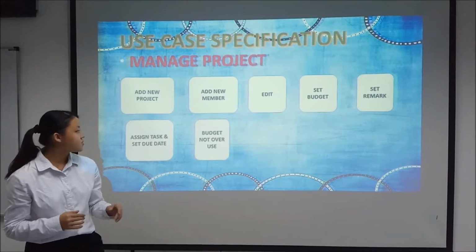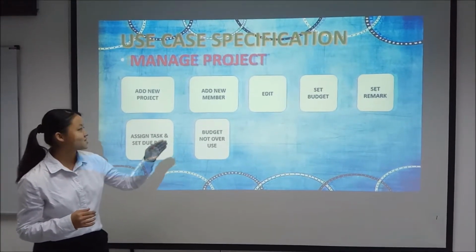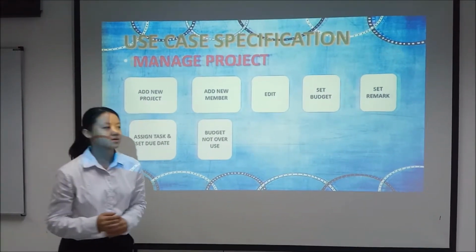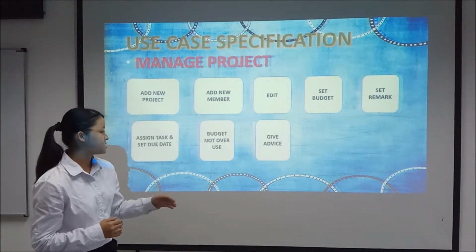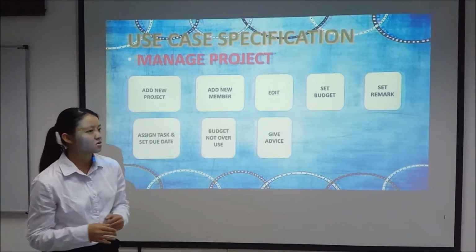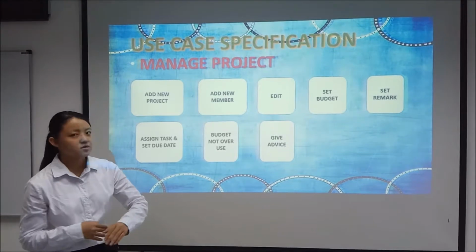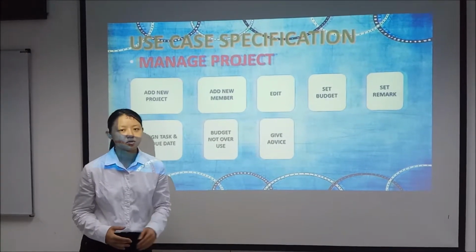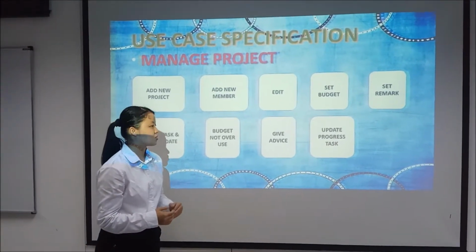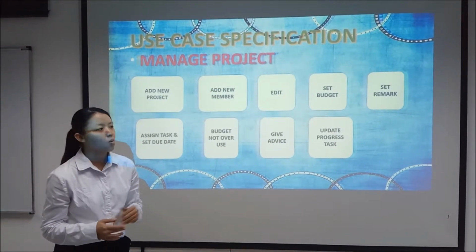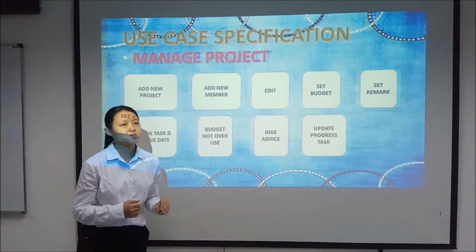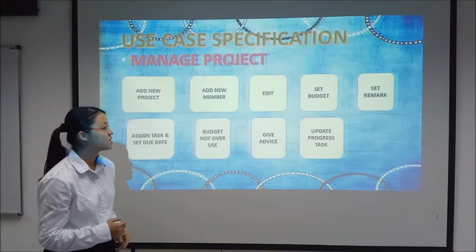Next, just now I already said that the project manager will set the budget and make sure that the budget will not exceed. Get advice: a member can give advice in the system so that other members can make improvements. Update the progress of tasks: members should update their progress, for example, submitting the current progress into the system once a week.